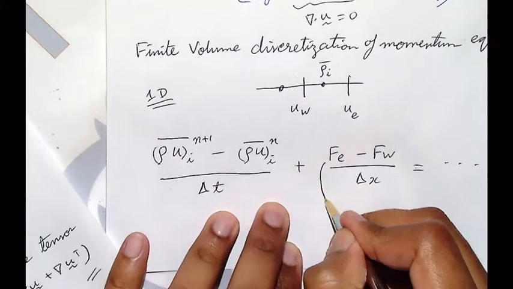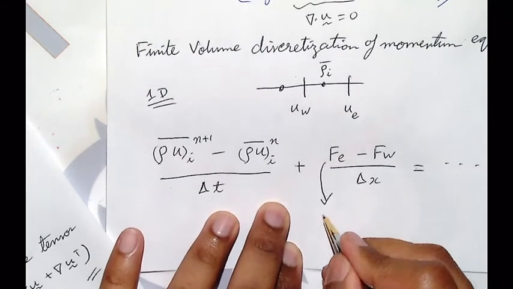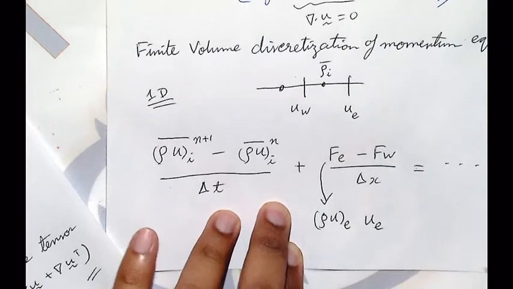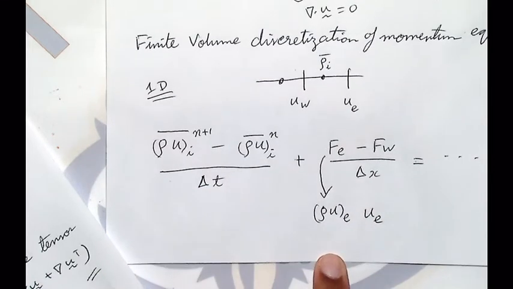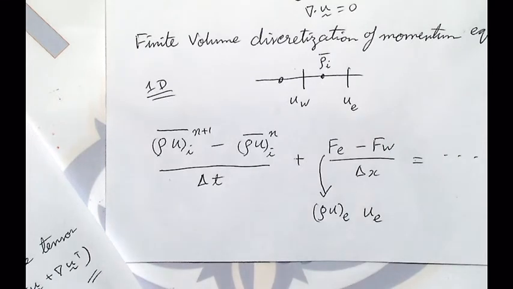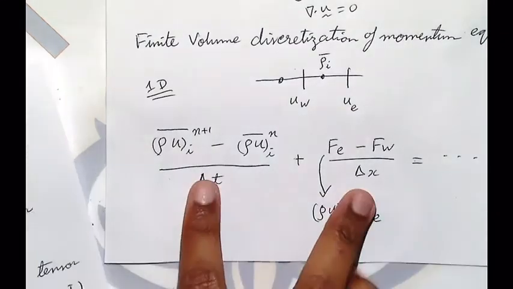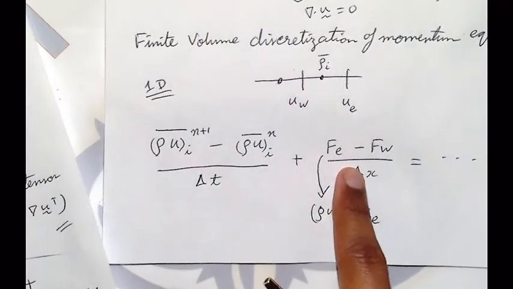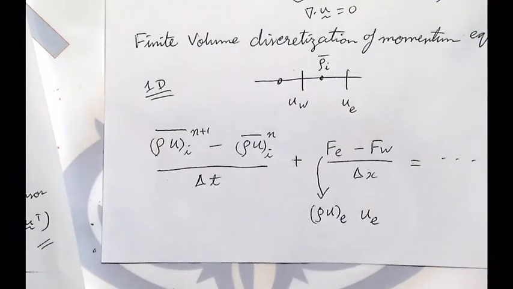So for the momentum equation, the flux east is basically rho u east times u east. And this will be rho u west times u west. Does this make sense? So in a very general finite volume code, you would store rho u and you would store u. All right, so this is the full left-hand side. First term, second term. Let's look at what goes on the right-hand side.